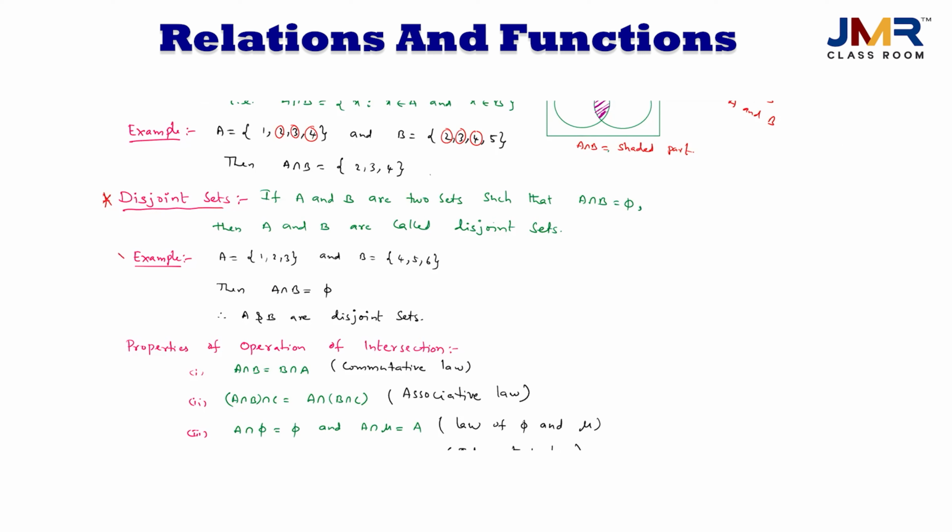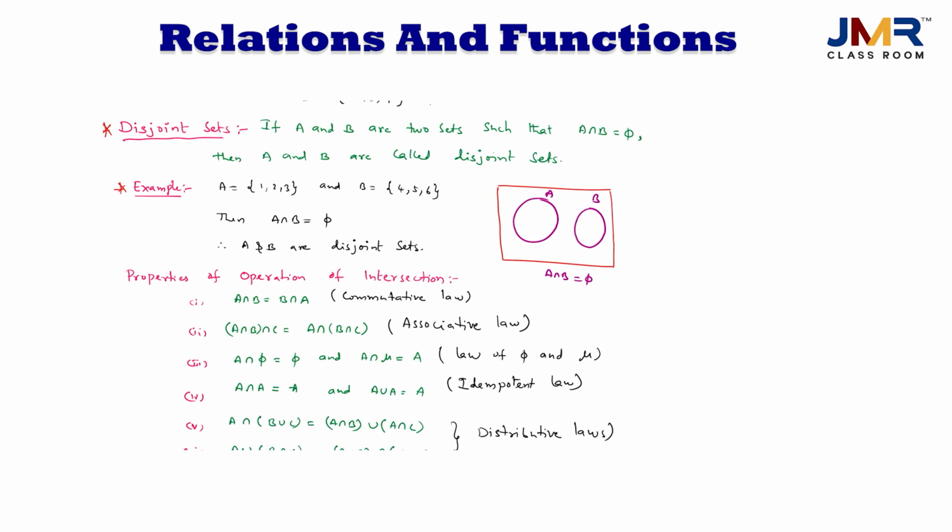Now, an example for disjoint sets. A equals {1, 2, 3}, B equals {4, 5, 6}. Then A intersection B equals phi, so A and B are called disjoint sets. If you want to draw the Venn diagram for disjoint sets, this is set A, this is set B. See here, there is no common element in set A and set B. So A intersection B equals phi, and those two sets are called disjoint sets.